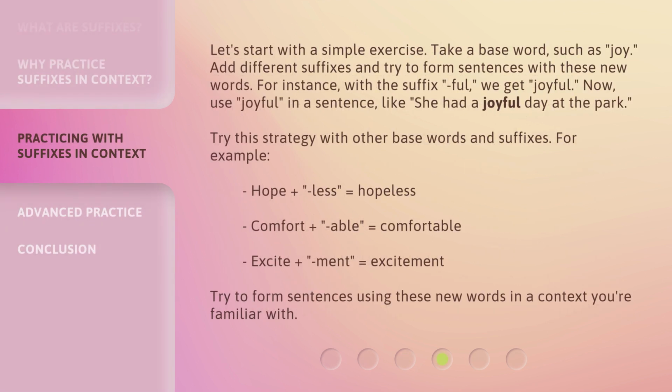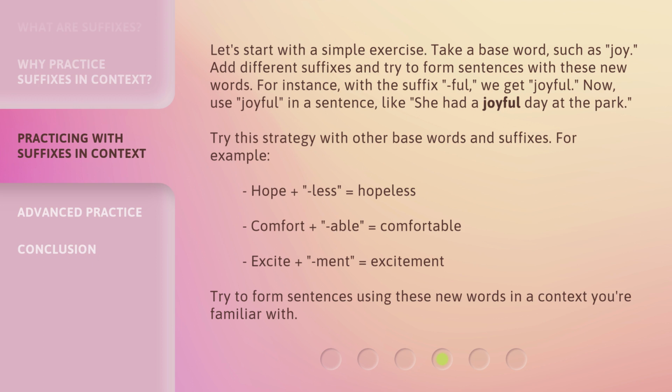Let's start with a simple exercise. Take a base word, such as joy, add different suffixes and try to form sentences with these new words. For instance, with the suffix full, we get joyful. Now, use joyful in a sentence, like, she had a joyful day at the park. Try this strategy with other base words and suffixes.